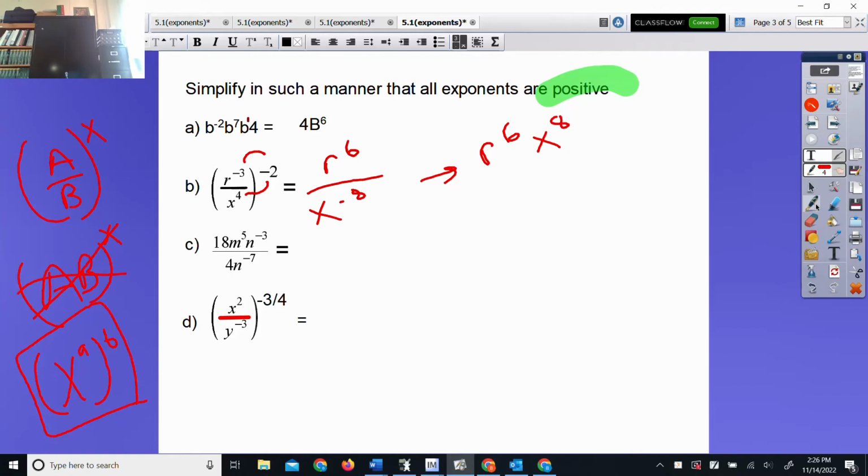Move on to C. What's the easiest thing you can do on C? Divided by 2 is right. Reduce your fraction. On a standardized test, if you can reduce the beginning of that down to 9 halves, you'll probably eliminate 2 choices.